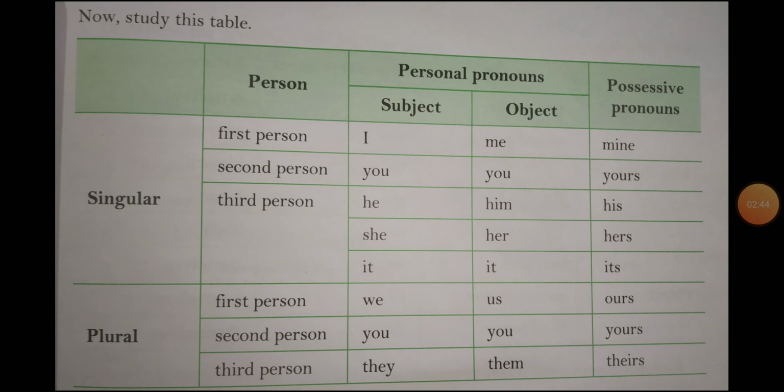Now study this table. In singular, first person, in possessive pronouns we use mine. In second person we use yours. In third person we use his, hers, its. In plural, first person, we use ours. For second person we use yours. And for third person we use theirs. So this is the table which you have to learn.